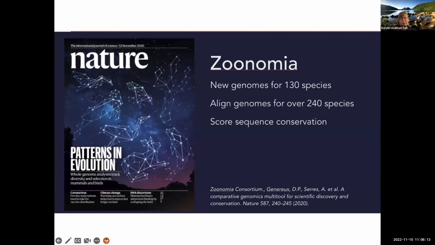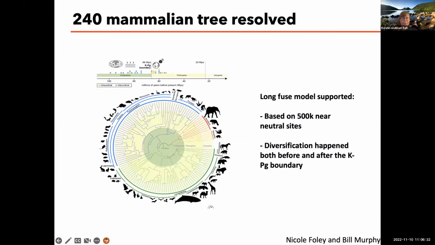In 2020, we published this data set. So we published new genomes and the alignment of the 240 species and also constraint scores. Now we have been busy trying to analyze this data set in many different ways, and I'm going to talk about some of the highlights of this.